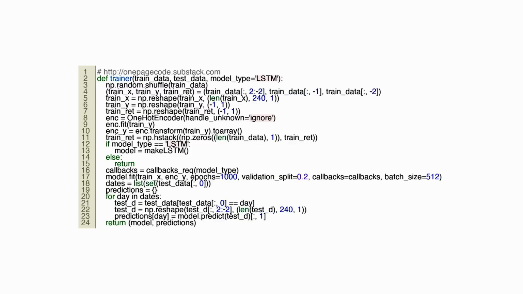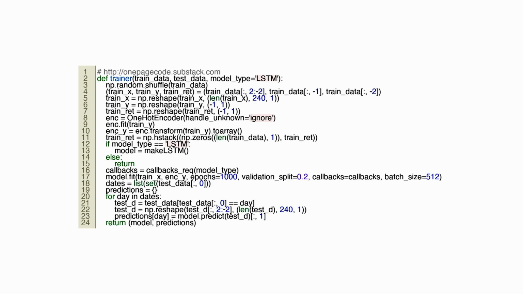This code trains a model using a specific model type, default is LSTM, and training and test data. First, the training data is randomly shuffled. Then the input features, target variable, and return are extracted from the training data and reshaped appropriately. The target variable is also transformed using one-hot encoding. For LSTM models, a specific LSTM model is created, otherwise the program returns. Next, callbacks are specified based on the model type. Then, the model is trained using the training data with a validation split of 0.2 and 1000 epochs.